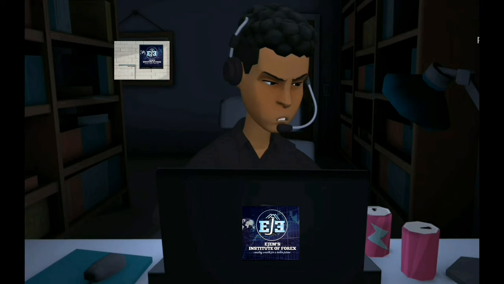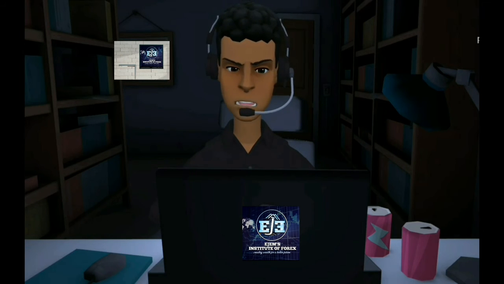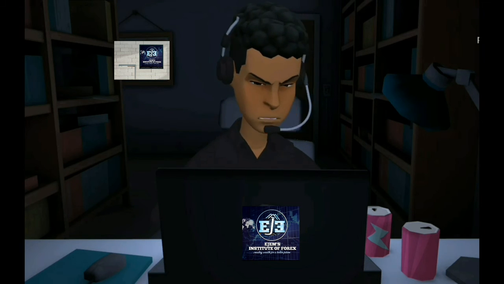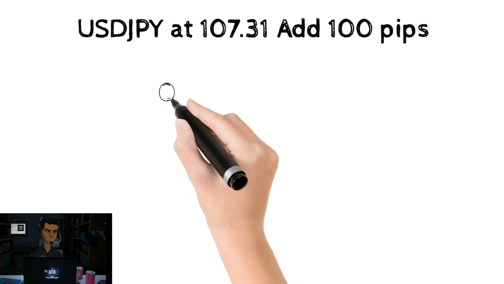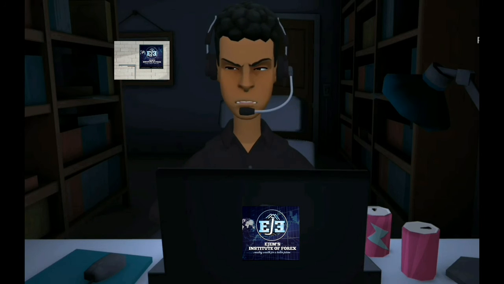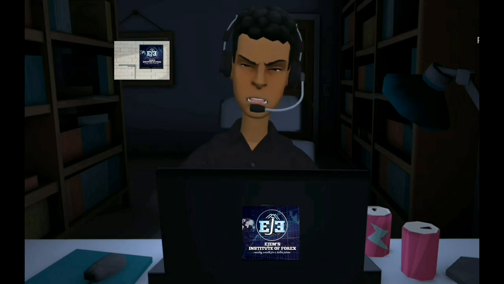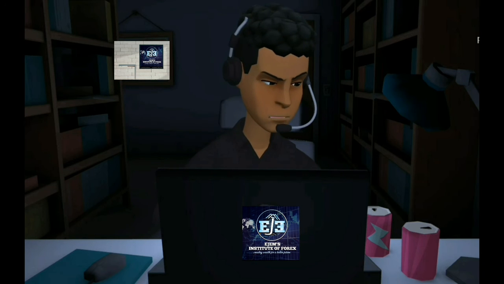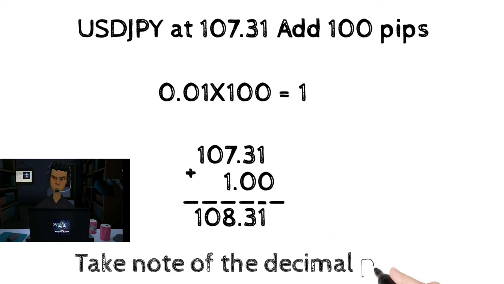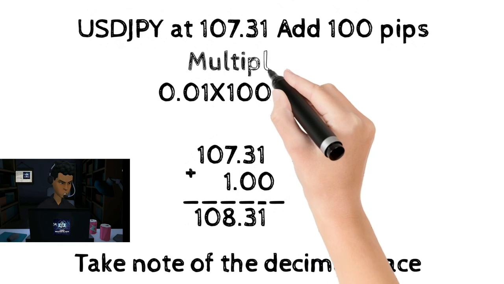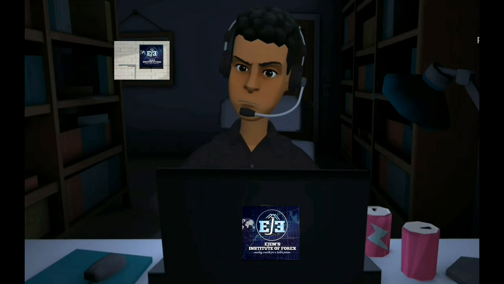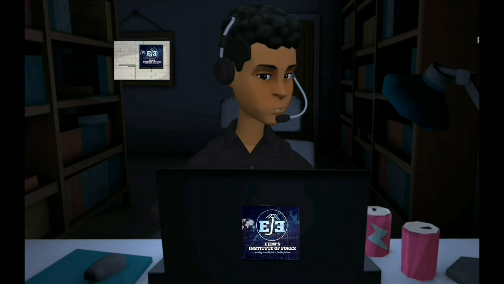Another example. If dollar yen is at 107.31, how can you add 100 pips? Easy thing. Follow the rules. Multiply 0.01 by 100, which is equal to 1. Now, watch how I'll arrange this. But if you're using an electronic device you should get the answer easily. What I'm about to do has confused many of my students in the past, so I sincerely encourage everyone to pay attention. At 107.31, add 1.00, which will equal 108.31. Simple arithmetic, guys. Let's study for gold, then we call it a day.